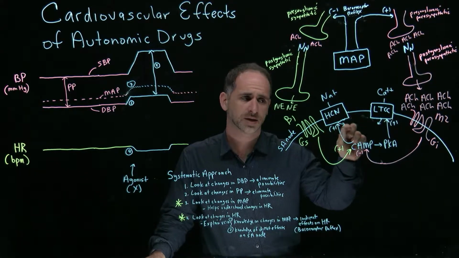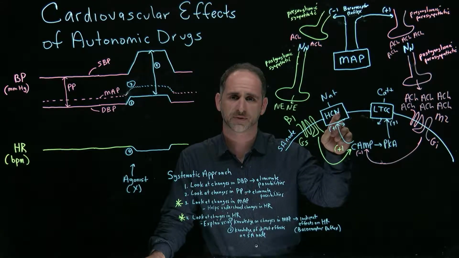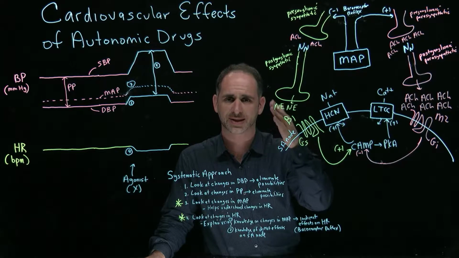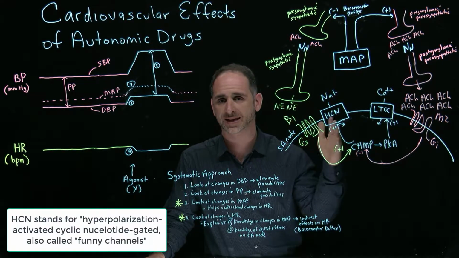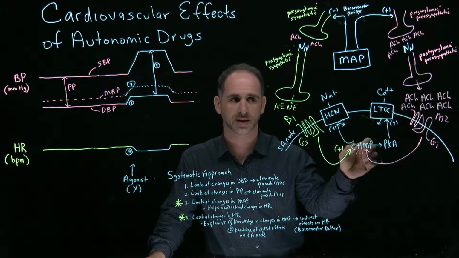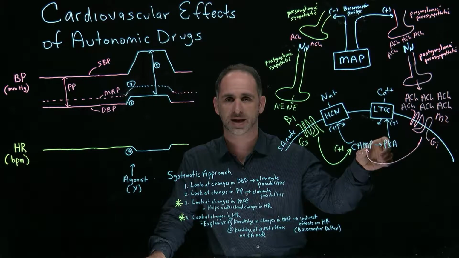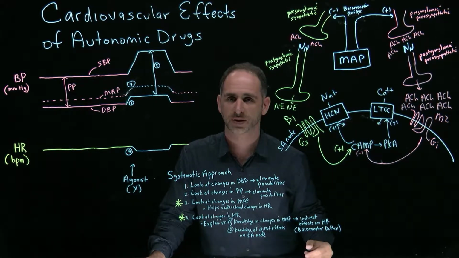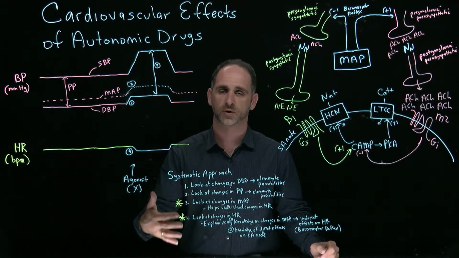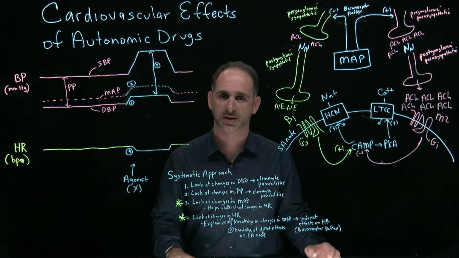Keep in mind, cyclic AMP, that's where this name HCN comes from. It's hyperpolarization-activated, cyclic nucleotide-gated. So cyclic AMP regulates this channel in a positive way. And also protein kinase A has a positive influence on the calcium channels through phosphorylation, affecting their open time and frequency of opening and things like that.